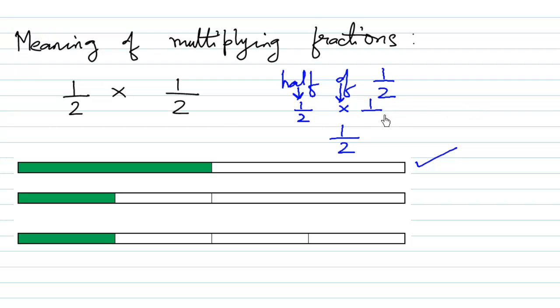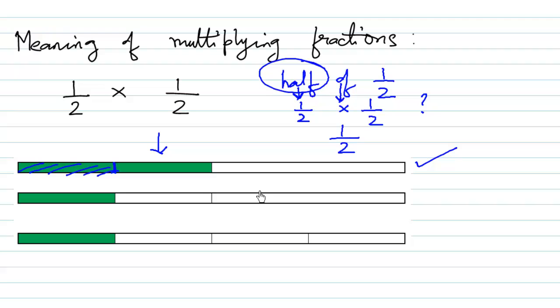So what is 1 upon 2 multiplied by 1 upon 2? That is the question. So suppose this is a chocolate bar and I'm only going to give you this first half of that chocolate bar. And then I tell you, no, I'm not going to give you this also. I'm going to give you half of that. So I'm going to give you the half part out of that. So this is only what you're going to get.